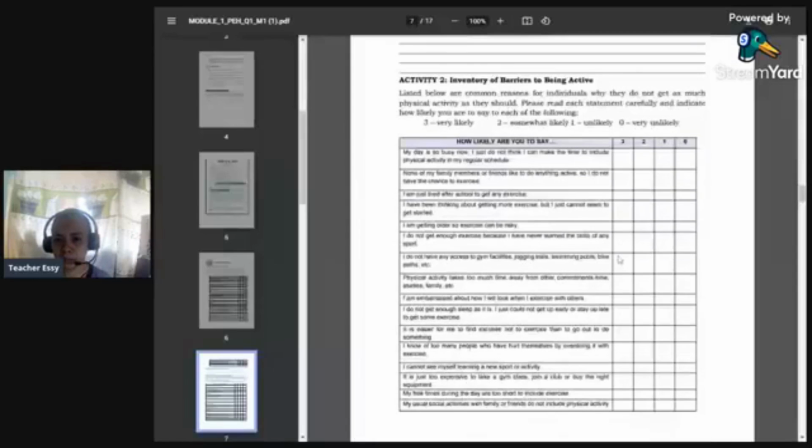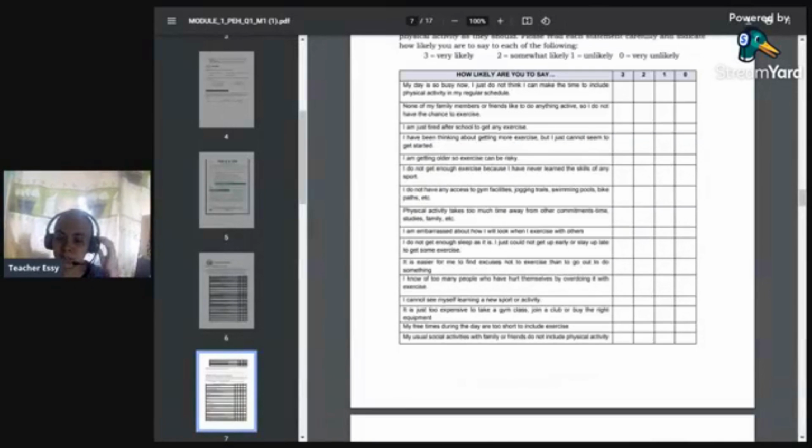Okay. We're going to do an inventory of barriers to being active. Can you see? If you cannot see, I'm just going to read it.